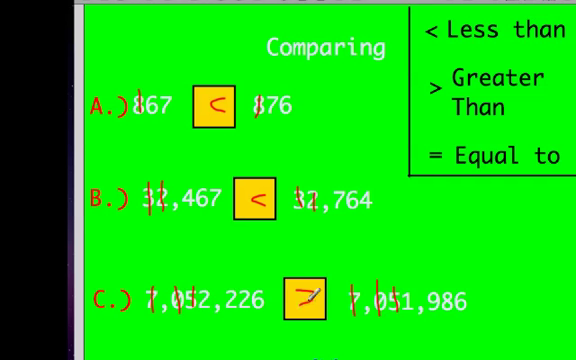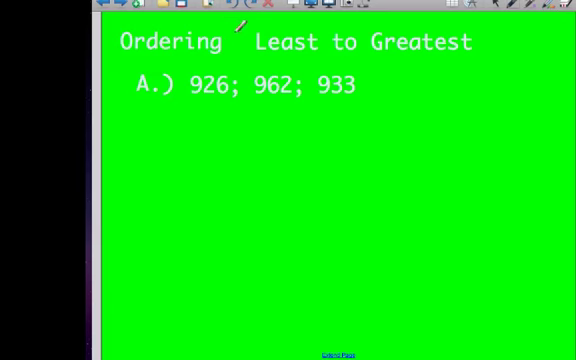Now, be real careful on this because the 226 is actually less than the 986. And that was kind of designed to trick you. They wanted you to skip the step of going through it place value by place value. And if you just quickly glance, you might have gotten this wrong. So just be careful on that. Ordering is a longer process, but it's the same process.